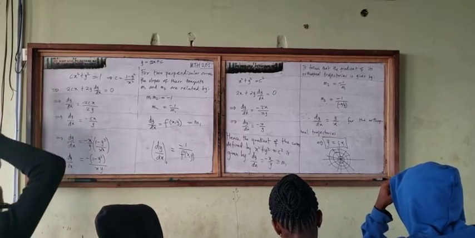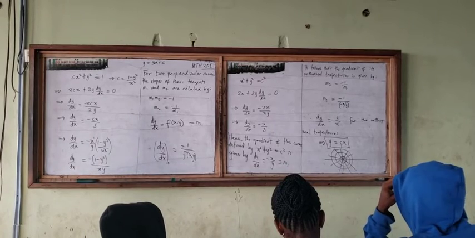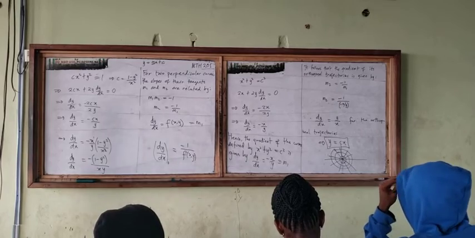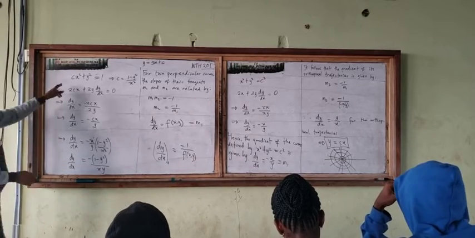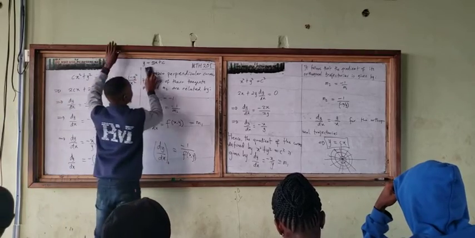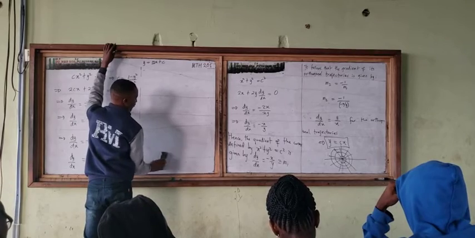So the gradient of its orthogonal trajectory will be given by the negative inverse of this. Does that make sense? This is the gradient of this family of curves, so the gradient of its orthogonal trajectories will be given by m2 is equal to minus 1 over m1.